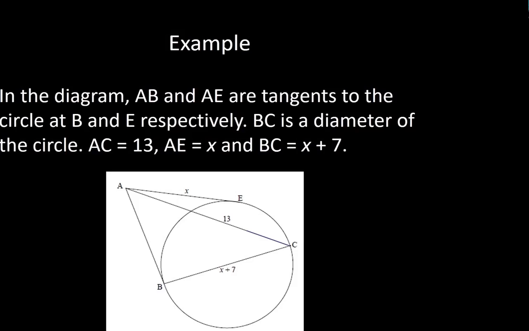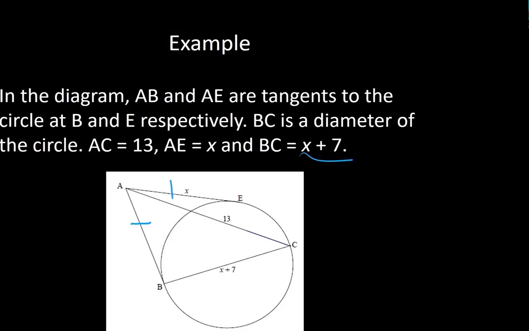theorems or axioms. Okay, so here we are told that in the diagram, AB and AE are tangents. So straight away, guys, what I like to do, like I say, when they give me information, I mark it on my diagram. If AB and AE are tangents, they're going to be equal. Why? Because tangents from a common point, okay? They tell you that BC is the diameter of the circle, and they tell you its length is x plus 7, while AC is 13 and AE is x.